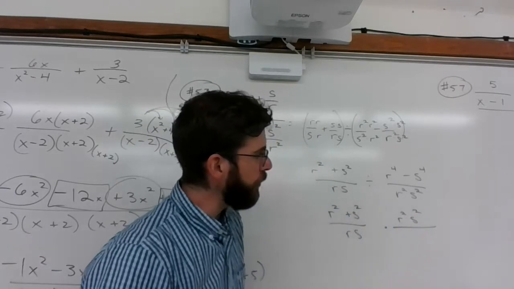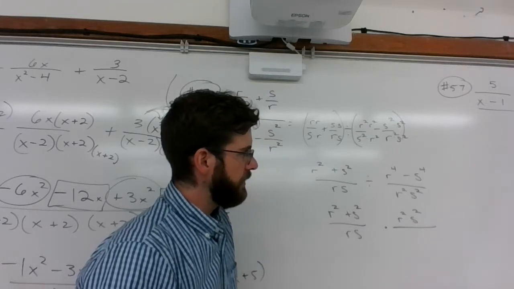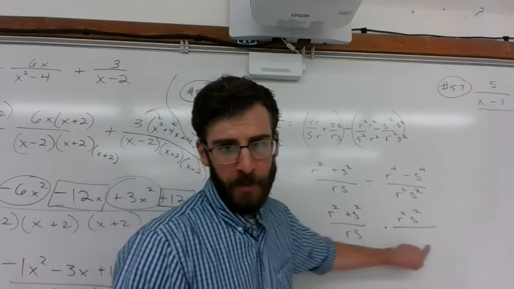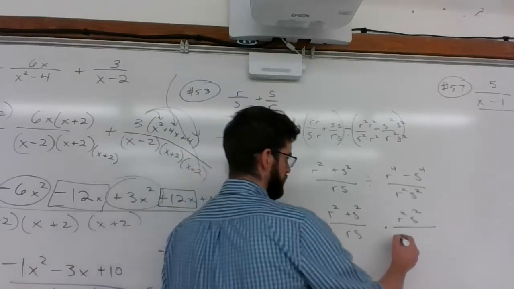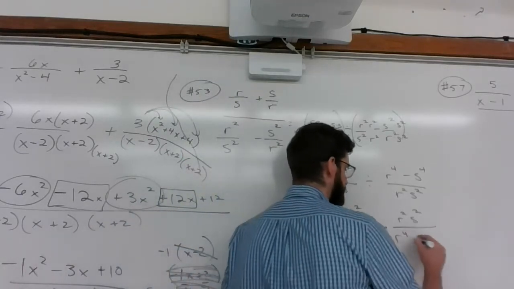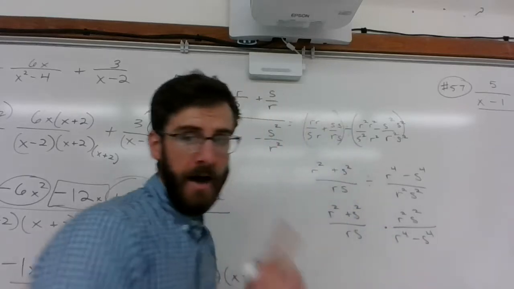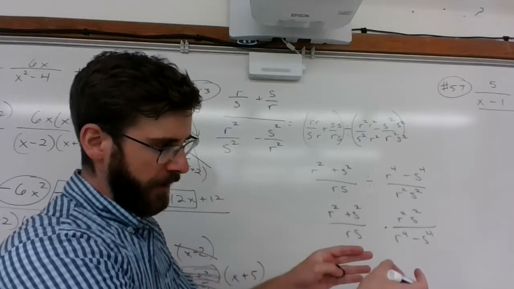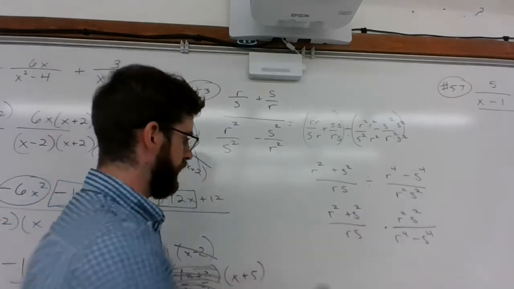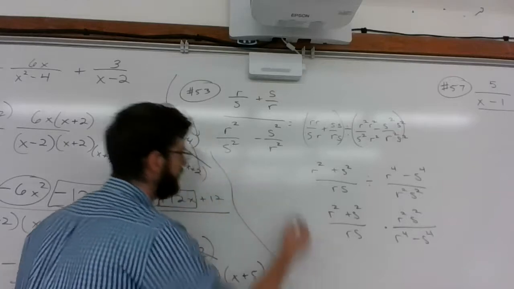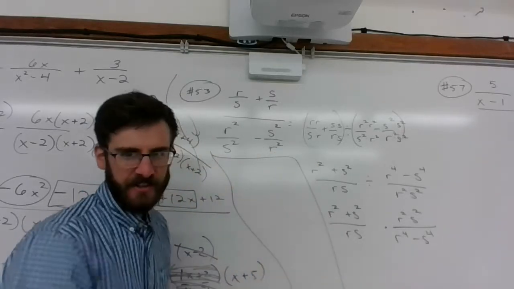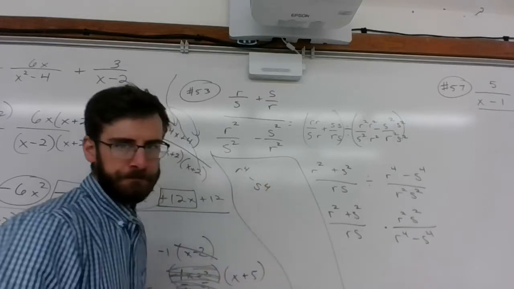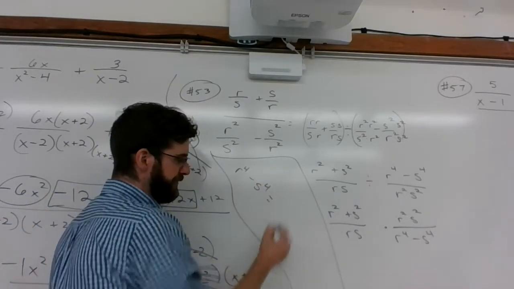Oh, and the r to the fourth minus s to the fourth is a difference of squares. All right, so the bottom has r to the fourth minus s to the fourth. I'll write it in. But it factors down to r squared minus s squared times r squared plus s squared. Sorry, I've got to make this clear. R to the fourth minus s to the fourth is a difference of squares.